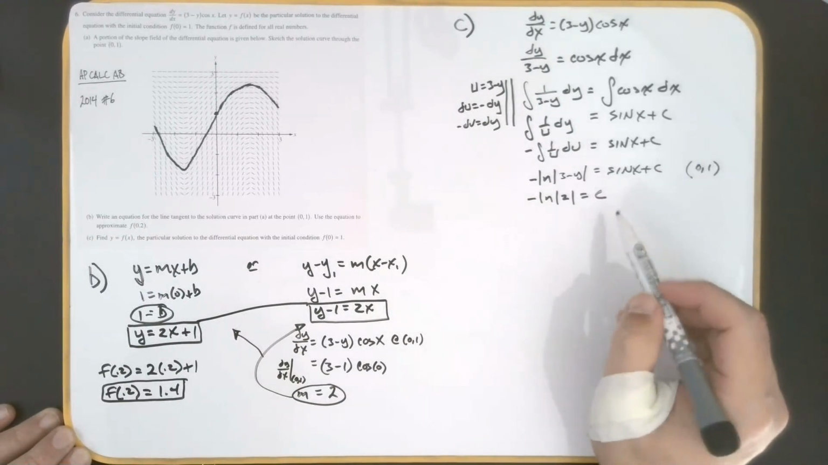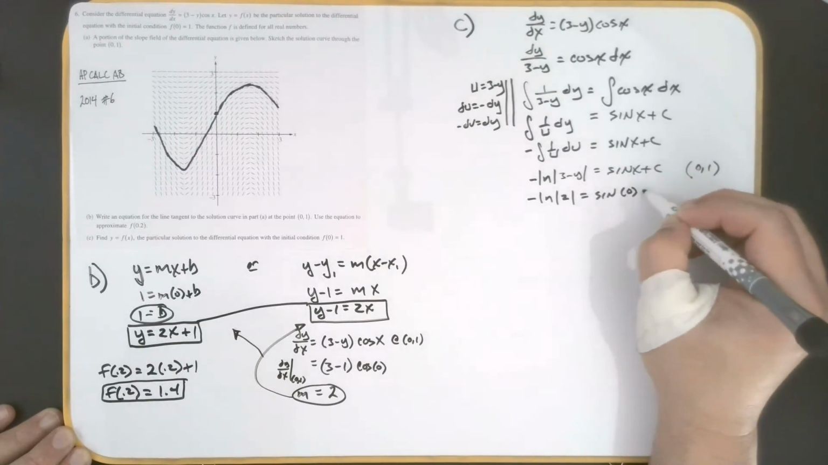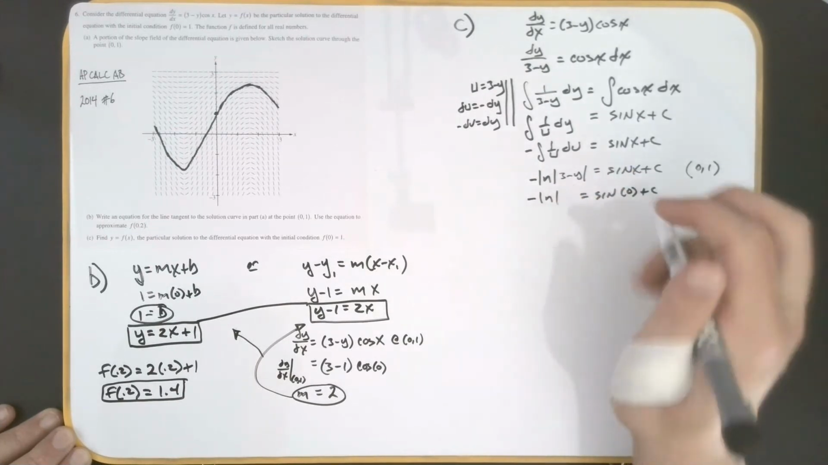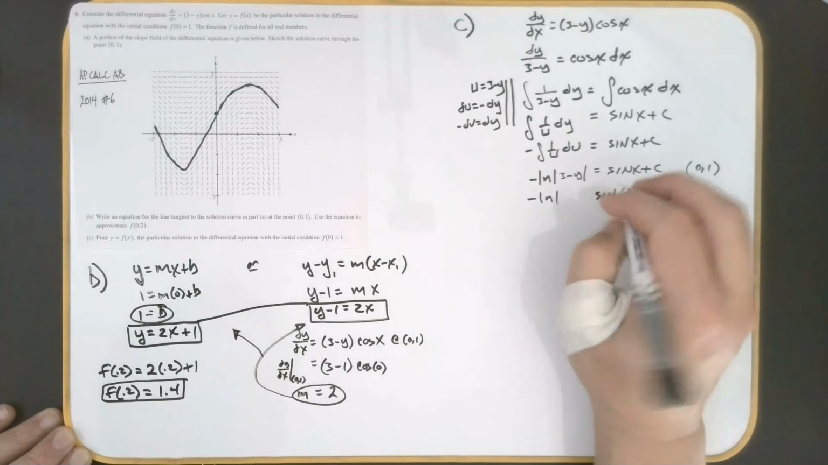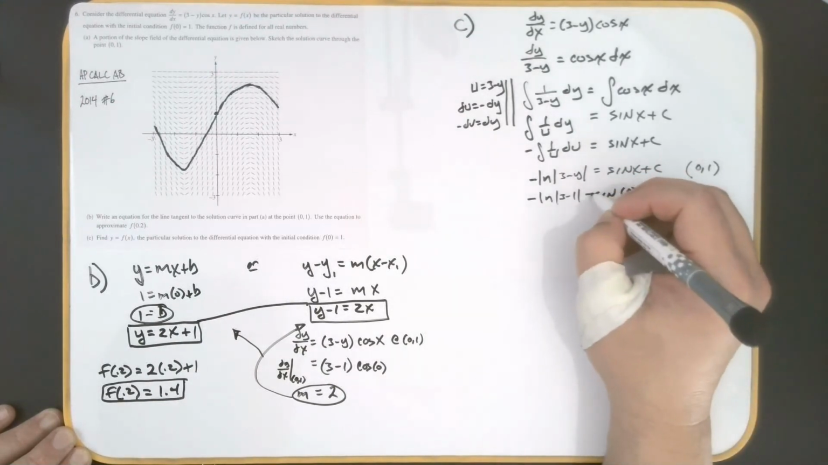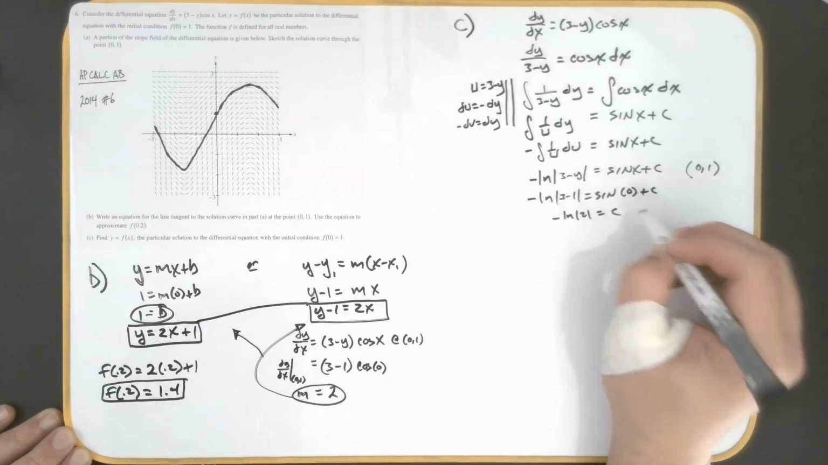Okay, and so now that we've got this, just so we don't lose anybody, we'll put this in here. So we get the sine of 0 plus c. Not worth the confusion if anybody's getting lost here. So we have 3 minus 1, and then we get natural log of 2 is equal to c.